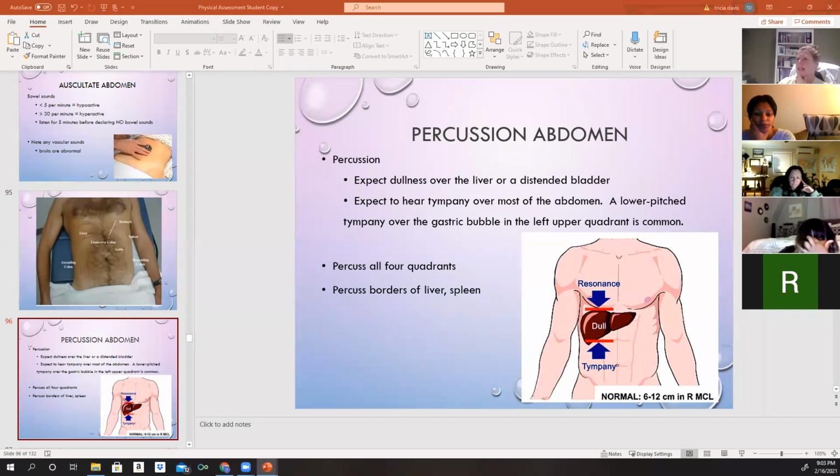So percussing the abdomen, we don't percuss, but if you were, you would expect dullness over that liver or that distended bladder. You would expect to hear tympany over most of the abdomen, and then a lower pitch tympany over the gastric bubble in the left upper quadrant is usually common. You would want to percuss all 4 quadrants, and then you would want to percuss over the borders of that liver and that spleen. But we don't do that, so you guys don't have to worry about that.